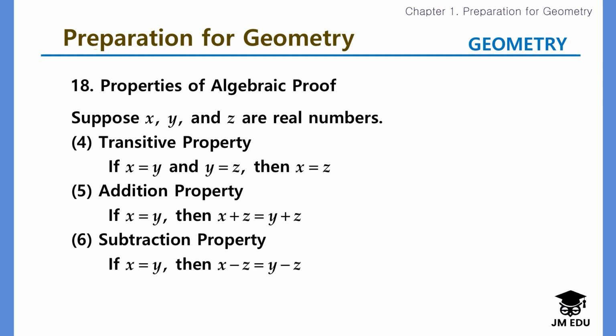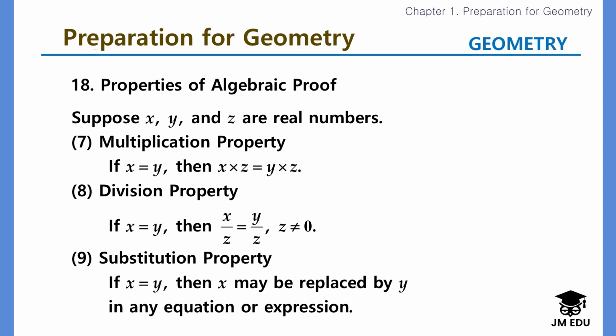Number 5, if x is equal to y, then we can add the same number to each side, right? X plus z, y plus z. They are equal to each other, right? That's the addition property. Number 6, if x is equal to y, we can always subtract the same number from each side. So x minus z is equal to y minus z. That's the subtraction property.